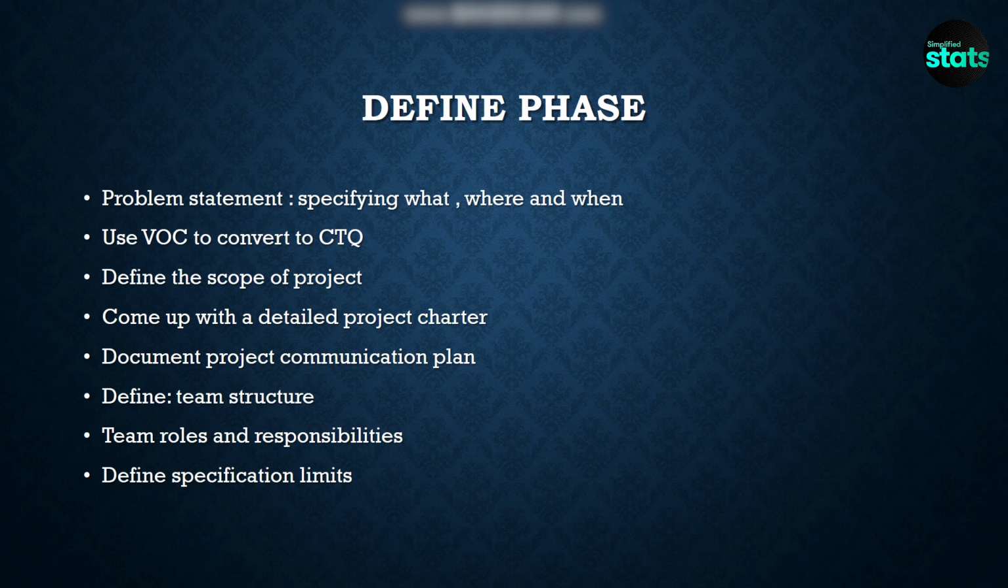Use voice of customer to convert it to critical to quality parameters. Define the scope of project. Come up with a detailed project charter. Project communication plan is equally important. You should have a team structure with specific roles and responsibility assigned to each member, and you should also have the specification limits provided to you by the client.